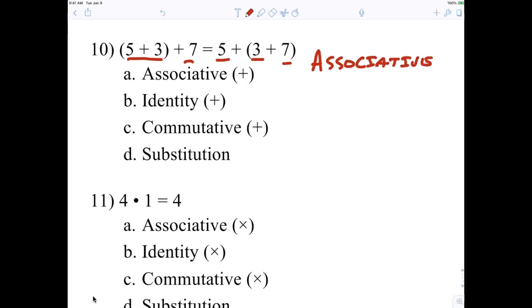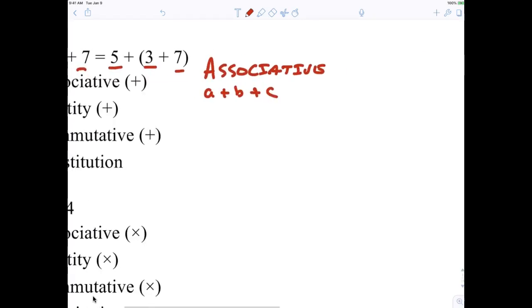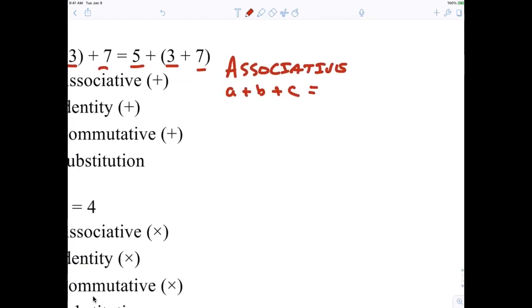All right? And the associative property, remember, is just when this is true. But what? The way you add them is different. So that's the associative property. Associate who you group with. That's how I look at it.